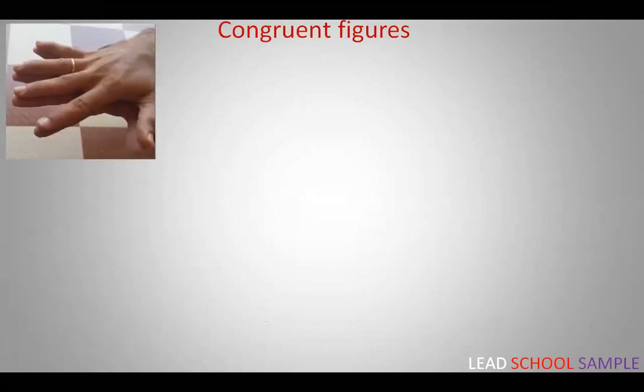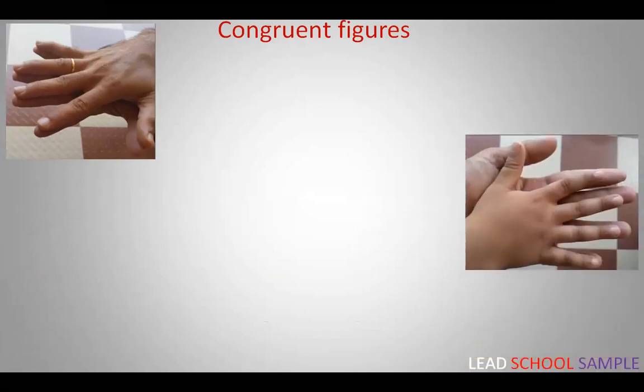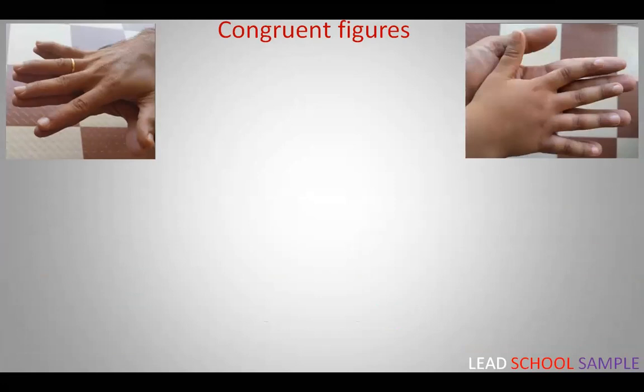When we keep a geometric figure over another geometric figure, if they exactly coincide with each other, then they are congruent, or else they are not congruent. Keep one hand over the other hand. If they exactly coincide with each other, then they are congruent, or else they are not congruent.